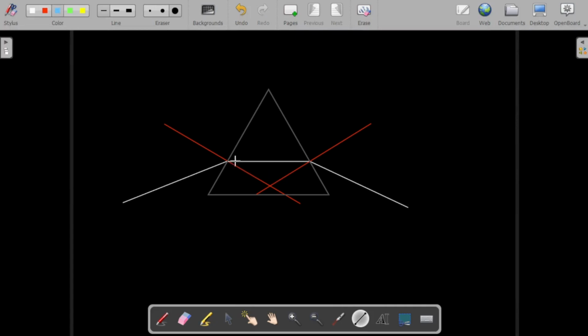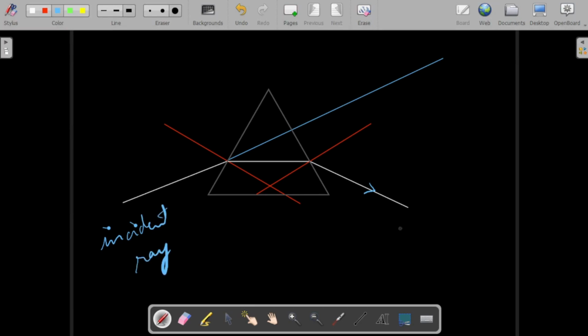Now, if the incident ray hadn't gone through deviation and had followed its path, then this blue line will be its original path. But here what has happened? The actual path is going this way. This is the actual path. This one is the incident ray. This is the emergent ray. And this is the angle by which it has been deviated.